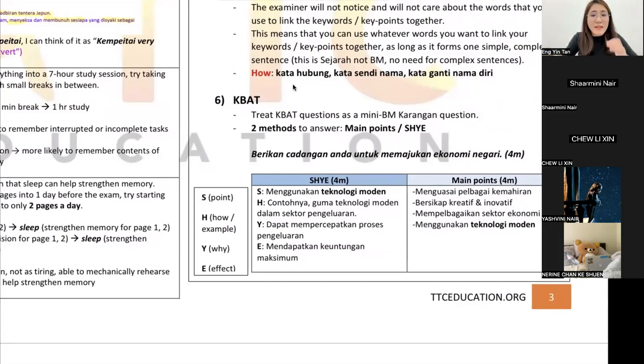So guys, let me tell you a technique. This is a technique that you use every day, guys. You use it every day in your BM class. So everybody, do you guys know the BM Karangan technique? If you attended the class, if you attended our TTC seminar, the BMR, you already finished your BM seminar, I believe you guys learned the technique.